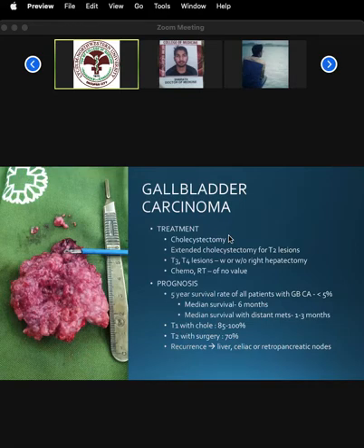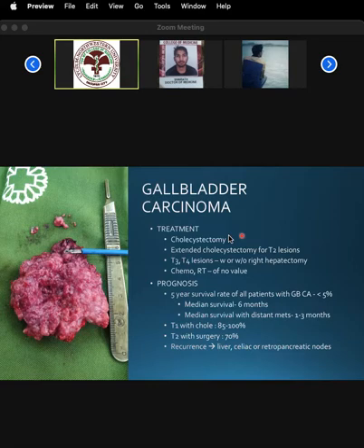So treatment is cholecystectomy. Although for some patients, the only thing that we could do is do stenting for the obstruction. For T1 lesions, as long as we were able to take out everything, we would have a normal margin around the gallbladder. For T1 lesions, the survival rate is usually 100%.